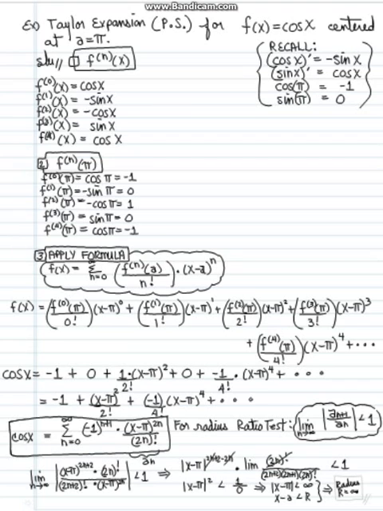And what does it mean to have r equals infinity? All that means is that the domain for the expansion of the cosine is all real numbers. And we're finished.